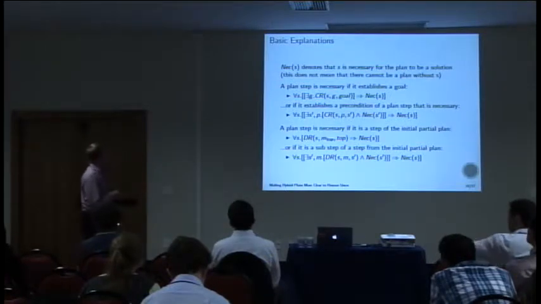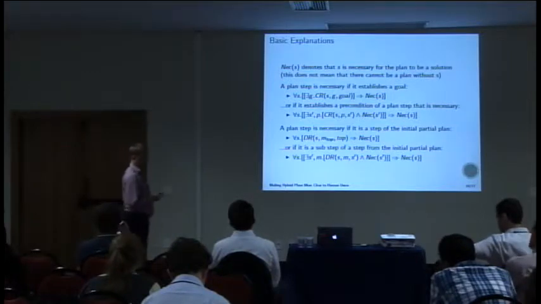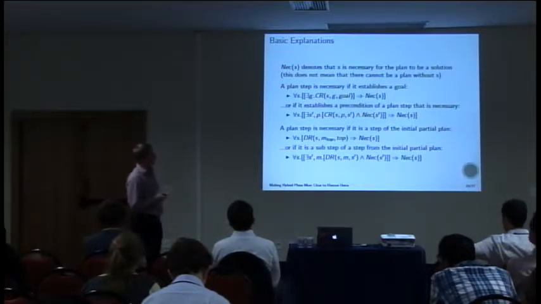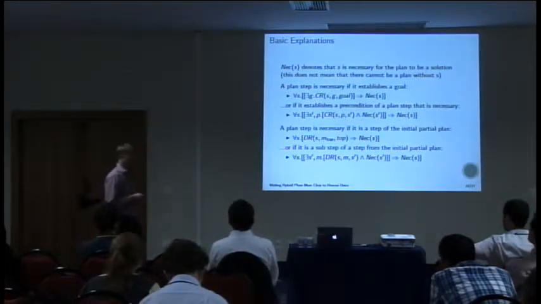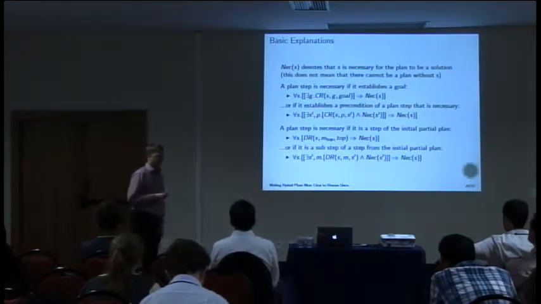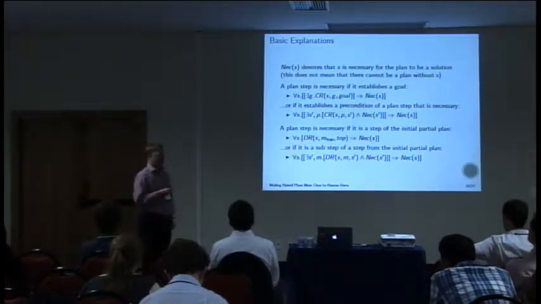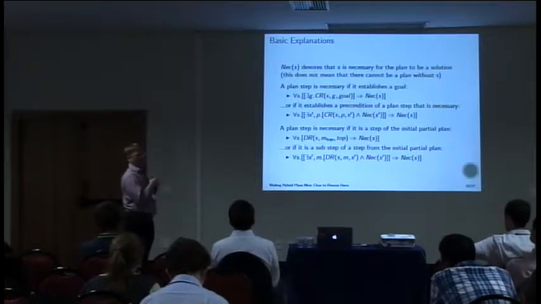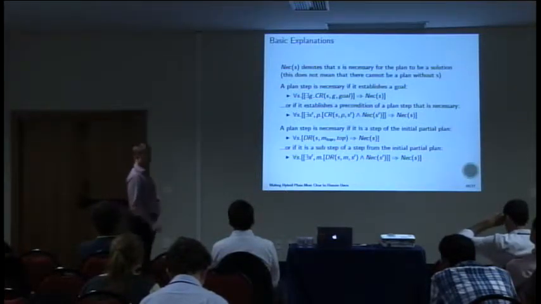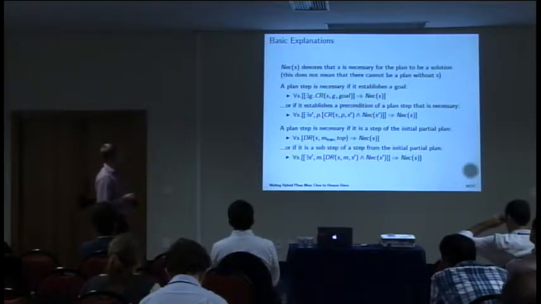Okay, for this I introduce a new predicate symbol called nec, which is simply short for necessary. And nec of S should denote the information that the plan step S is necessary for this plan to be a solution. And I want to make clear that this does not mean that there cannot be a solution plan for the same planning problem which does not have S. It simply means that we cannot take S out of this plan without spoiling the correctness of this plan. For some reason this seems to confuse some people.